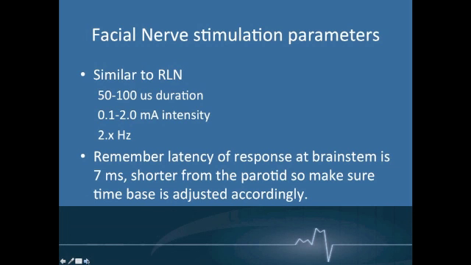I also want you to remember that the latency of the response of the facial nerve, if you were to stimulate the brainstem, is about 7 milliseconds. Now, from the parotid, it's going to be shorter. So again, we're paying a lot of attention to our time base, right? Making sure our response isn't all scrunched up over on the side by our stem artifact.